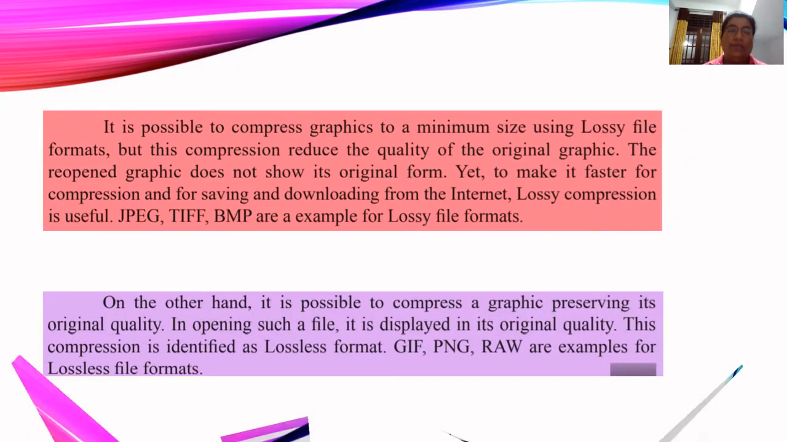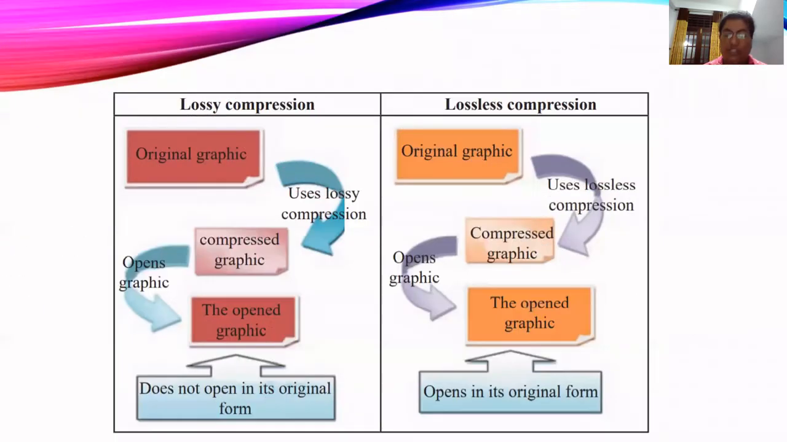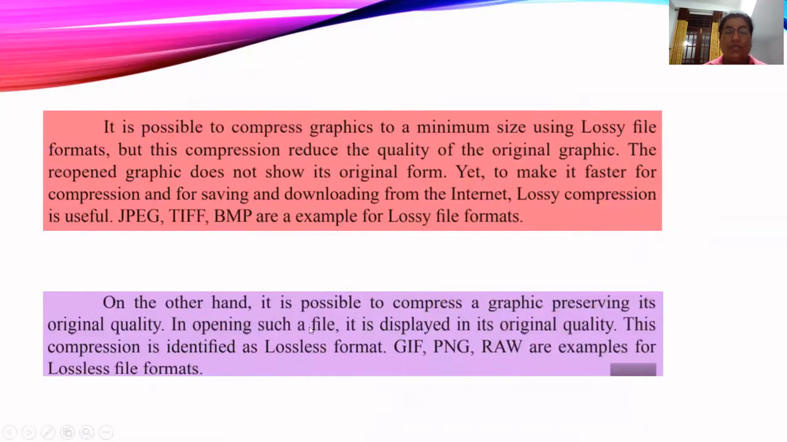There are two types of images. That is our classification number one, right? Some images, after the compression, do not open in their original form. Some images after the compression open in their original form, right? So according to that we can compare those two types of images.